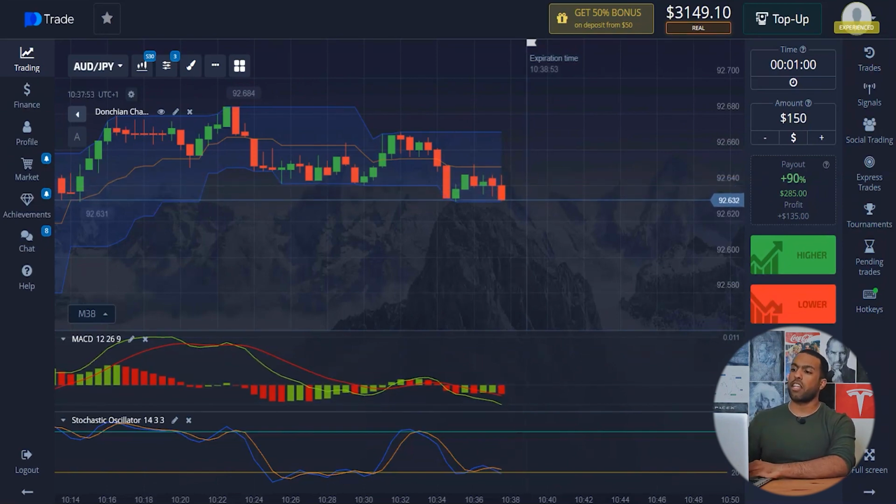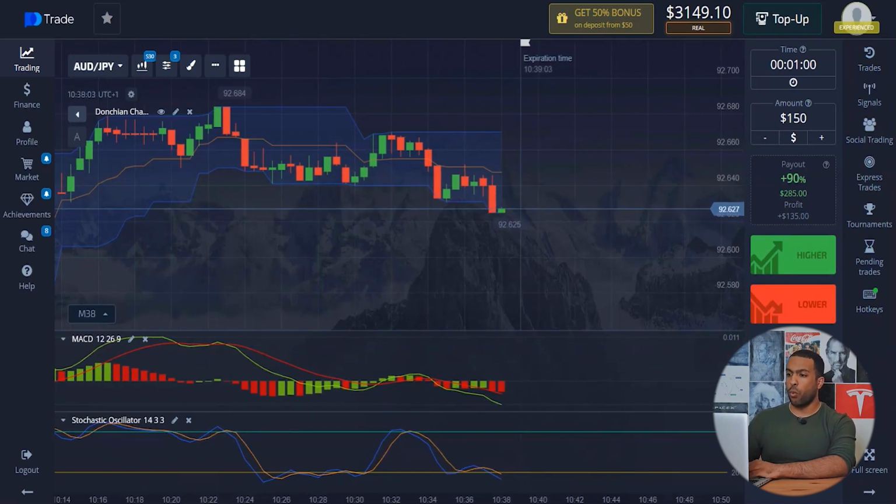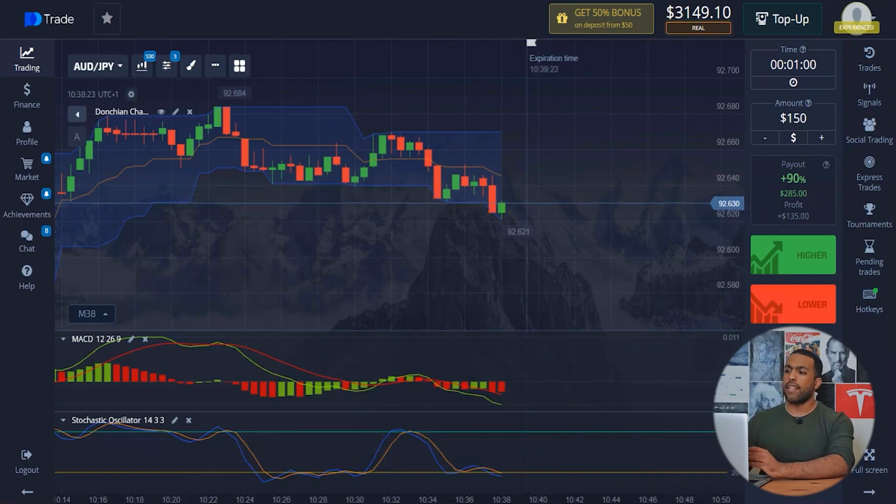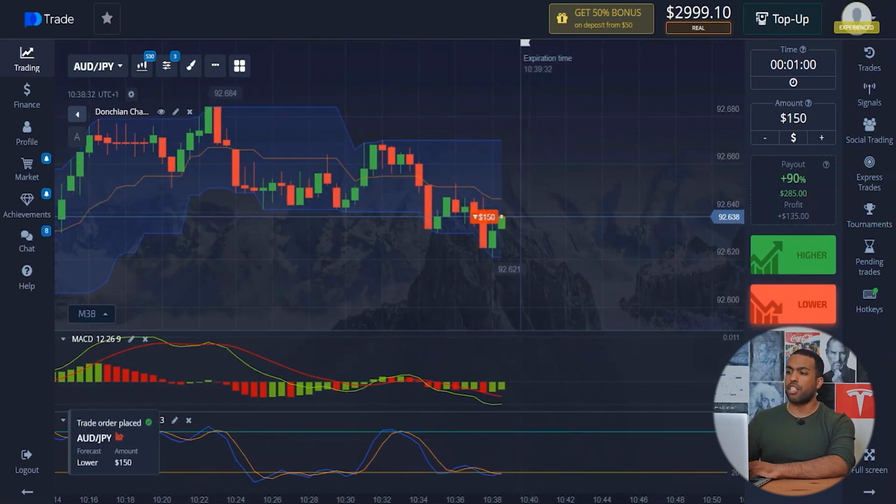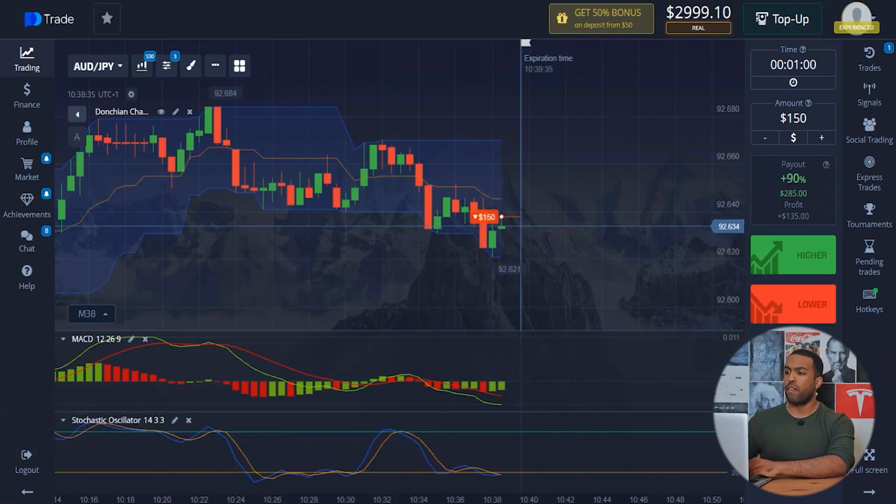Now the price starts fluctuating at the support level of the Donchian indicator and it actually broke through it. A new candle tries to go down, after which a reversal occurs and the price is starting to go up. The stochastic and the MACD indicator show no signal for a reversal. Under this condition, I'll make a down trade for $150 for 1 minute. So let's see what's going to happen next.